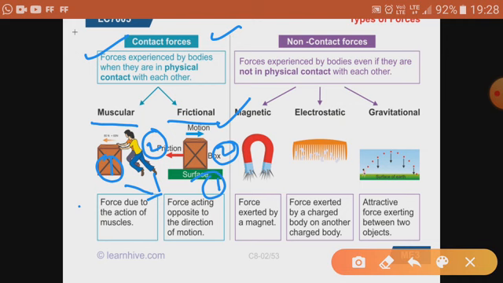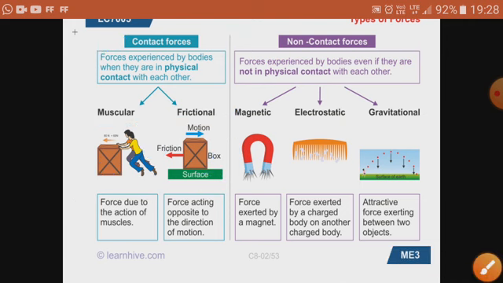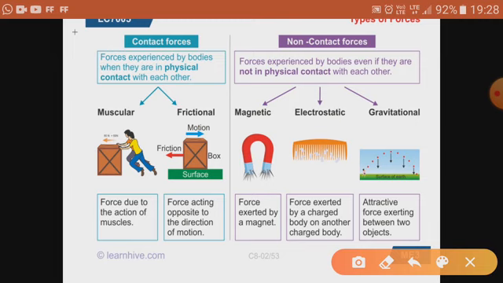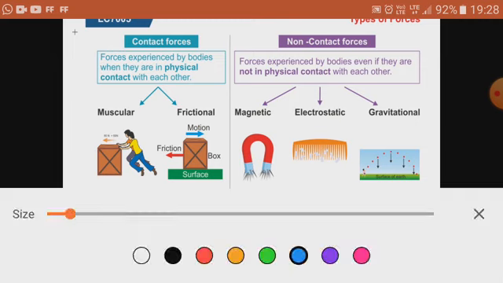So first is muscular force. This force is due to the action of the muscles. Basically muscular force is a contact force and it is because of the action of the muscles. Frictional force is the force acting opposite to the direction of the motion. You can say this is a type of force which acts opposite to the direction of the motion.